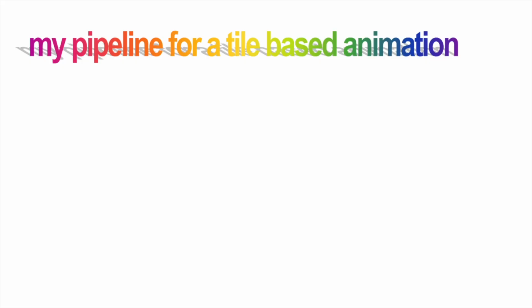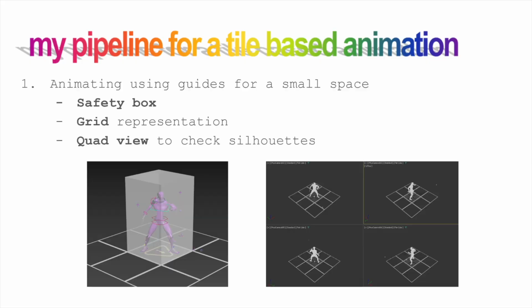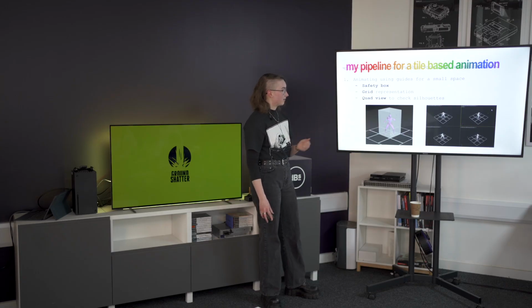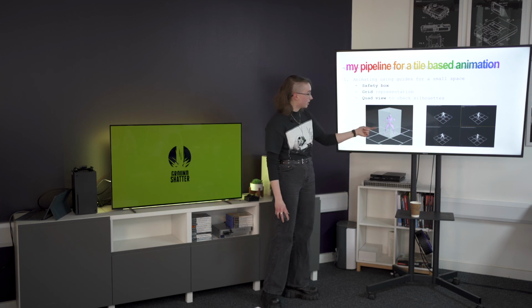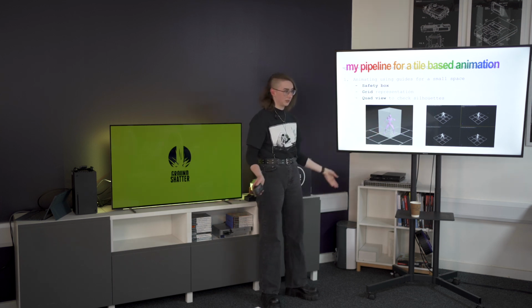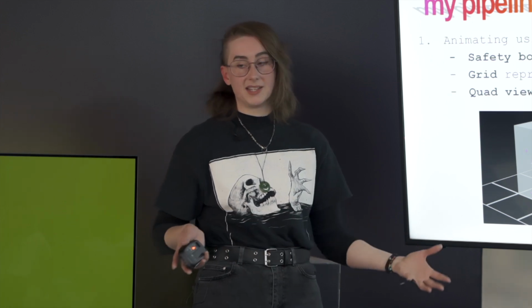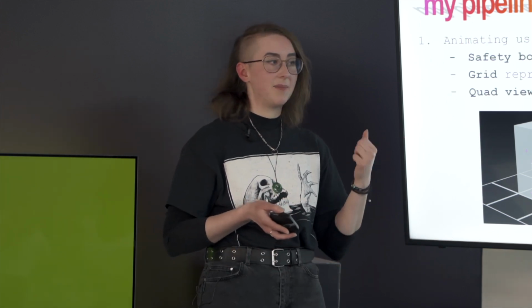After that, my pipeline for tile-based animation. I'm going to spare the details of actual animation, like how I animate everything, but in terms of the technical side, I use a lot of guides for these small spaces because they're tight spaces. I have a safety box, which means that if this guy is clipping through any of these walls, he's in the other square. Technically, that's fine. But visually, it means he might be clipping through walls.